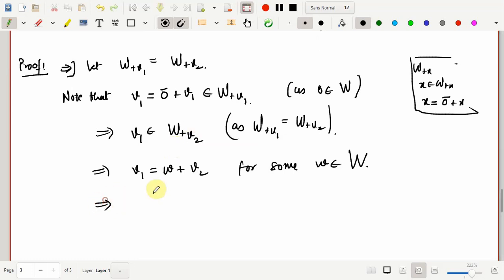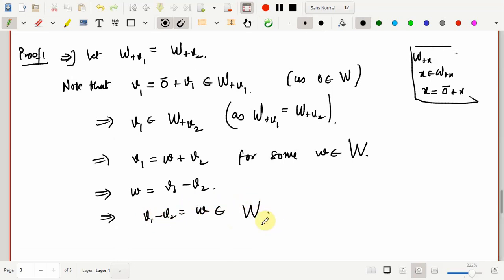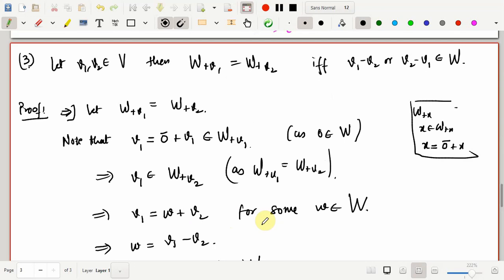Now if I try to find the difference V1 minus V2 or V2 minus V1, then by adding minus V2 on both sides, I get V1 minus V2. Since w is in W, this means that V1 minus V2, which is equal to w, belongs to W. That's what we wanted to show, right? And we have this.